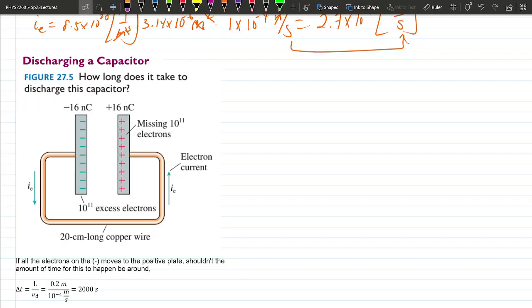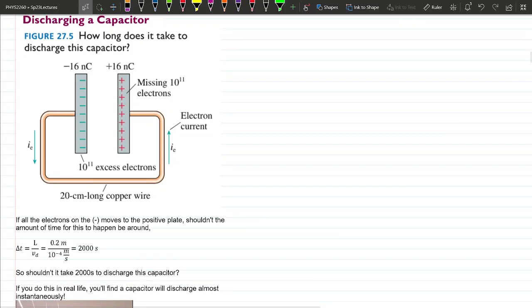It doesn't take like 3 hours for the lights to turn on, right? So what we're going to do is look at this discharging capacitor situation and see if we can figure out why it seems like electricity works instantaneously even though the electrons are moving very slowly.